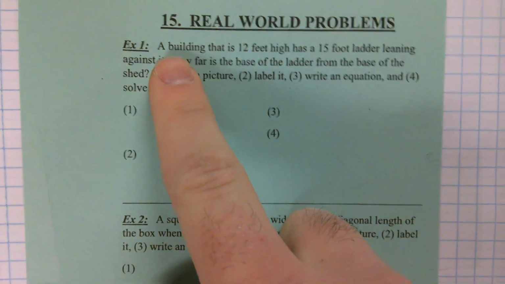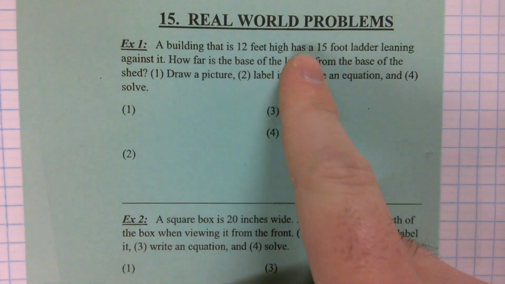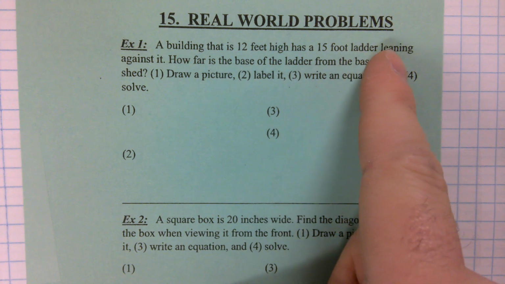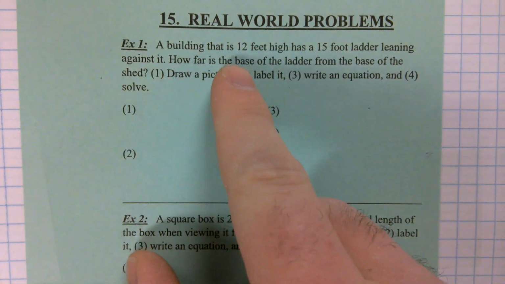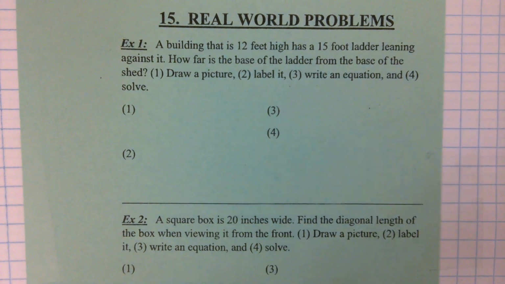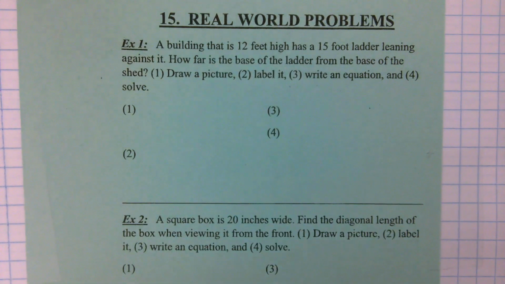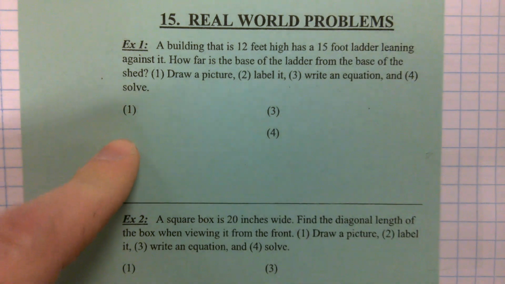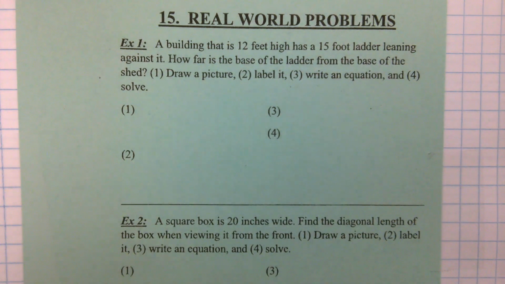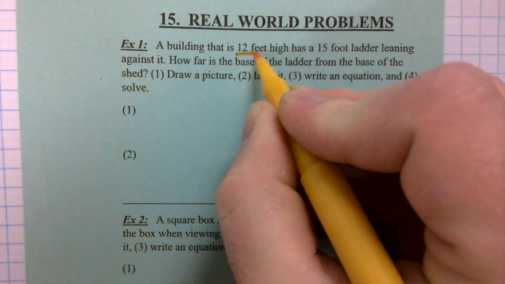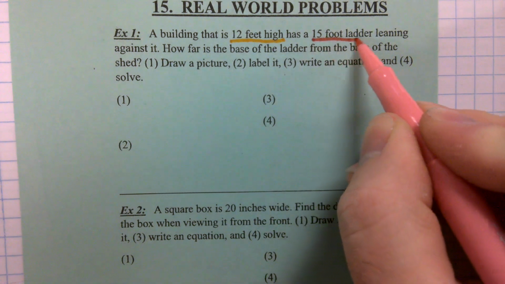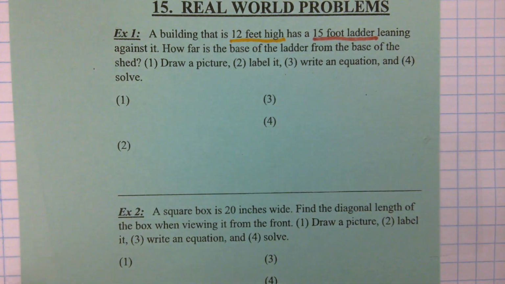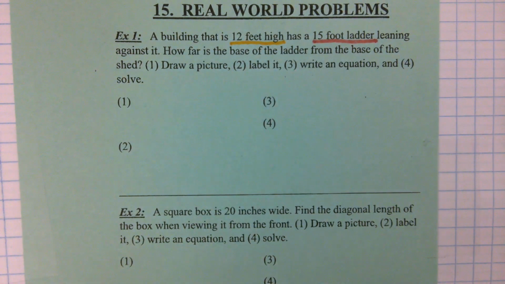So we got a building that's 12 feet high, has a 15-foot ladder leaning against it. We got to figure out how far is the base of the ladder from the base of the, I know it says shed, it should say building, whatever, you know it's the same thing. So I got 2 numbers here. What are my 2 numbers in this problem? 12 and 15. I've got a 12-foot high building and a 15-foot ladder leaning against it. The first thing we need to do is draw a picture.